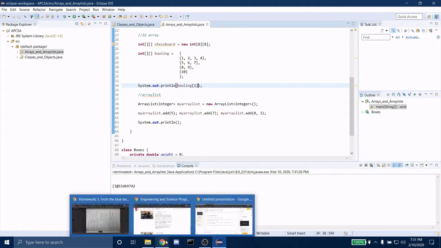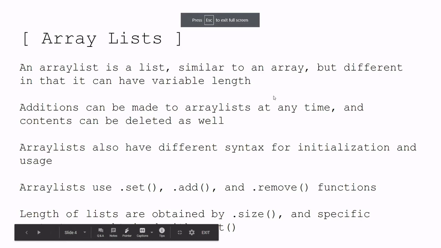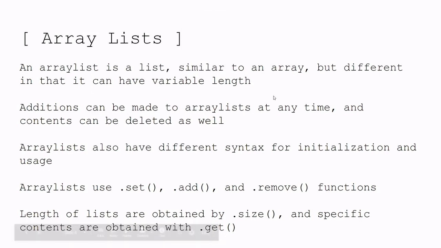Now for array lists. An array list is another type of list, similar to an array but different because it can have variable lengths. This means that you can change the length of array lists while the code is running, instead of having a fixed value that's set at the beginning. Additions can be made to array lists at any time, and you can also delete and change contents.